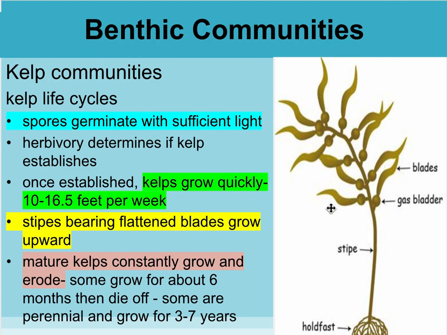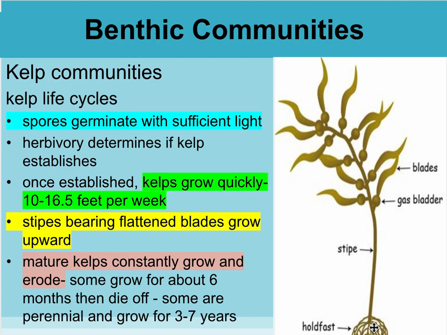Kelp actually release spores when they want to germinate, and they can grow really, really quickly, like 10 to 16 and a half feet a week. They have these flattened blades for photosynthesizing. Then they can also live for somewhere around 6 months to a couple of years, depending on the species, like 3 to 7 years. So they have these different parts.